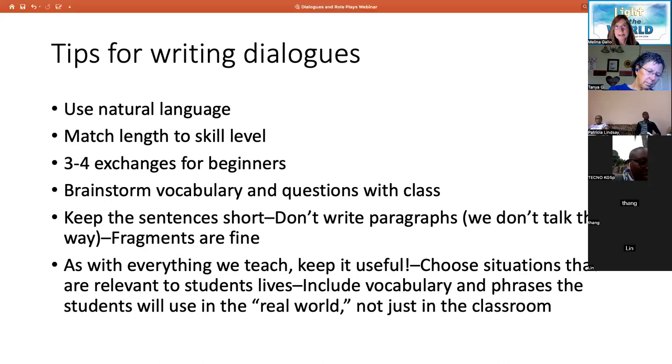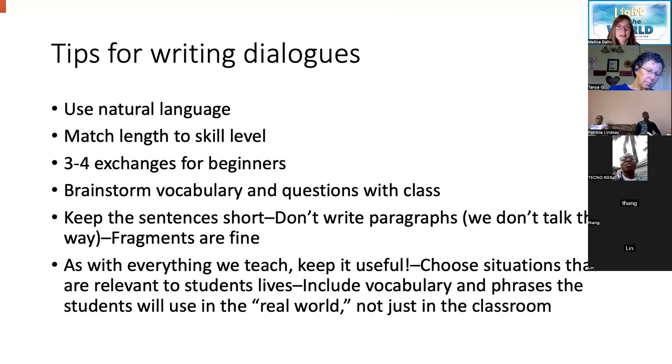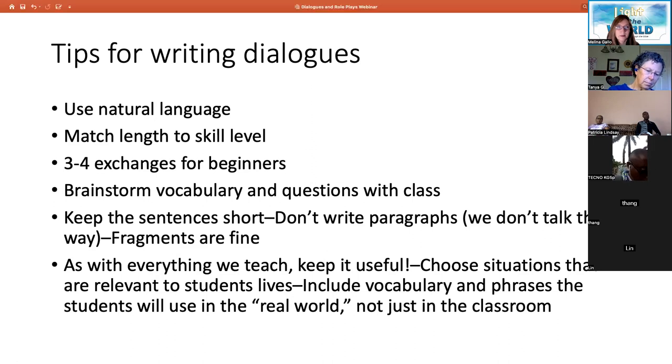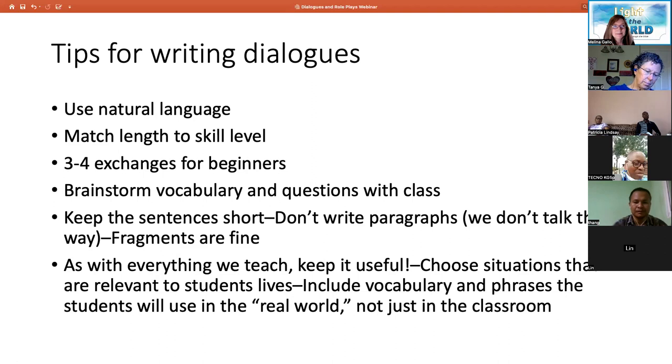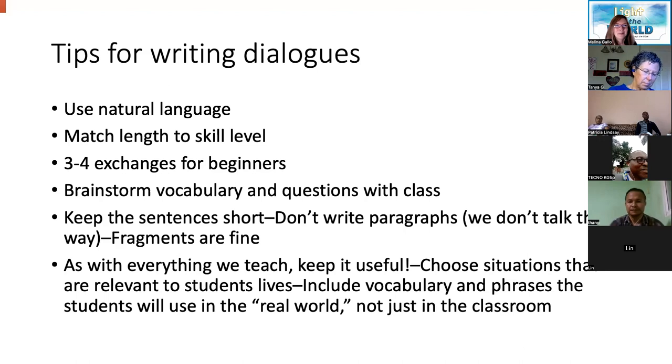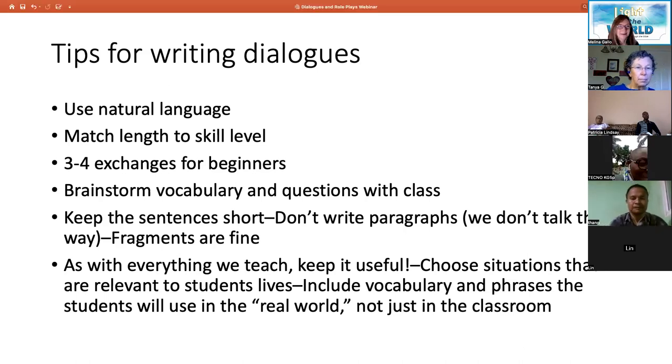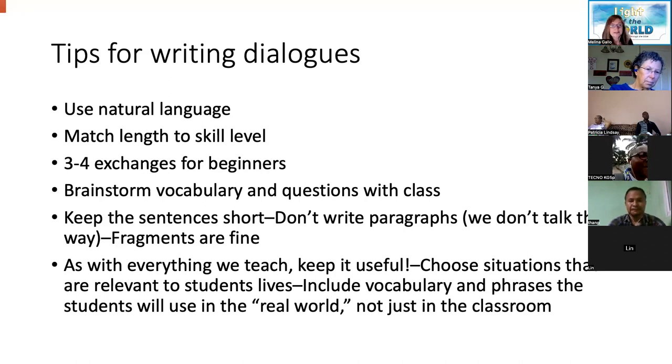Sometimes when we're writing, we will write very formally. For example, we might write something like, how may I help you? And sometimes people will say, how may I help you? But sometimes they just say, what do you need? Or what can I do for you? Or other options. So try to use the natural language that students are likely to hear in their given situation and match the length to their skill level.